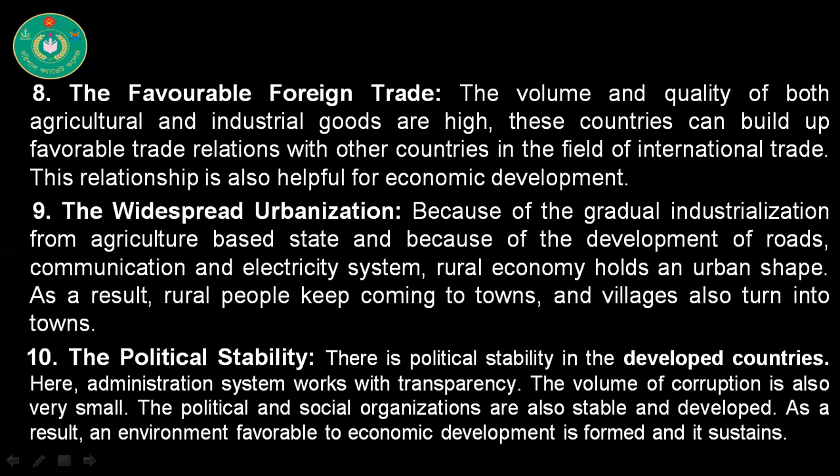Number 10, the political stability. There is political stability in the developed countries. Here, administration system works with transparency. The volume of corruption is also very small. The political and social organizations are also stable and developed. As a result, an environment favorable to economic development is formed and it sustains.